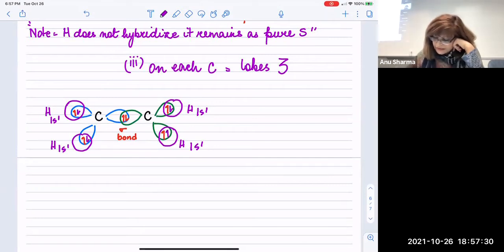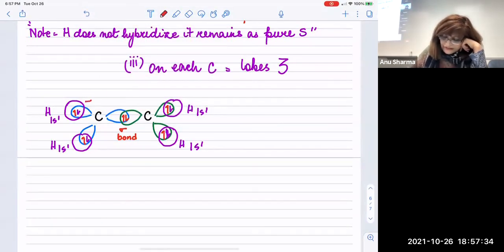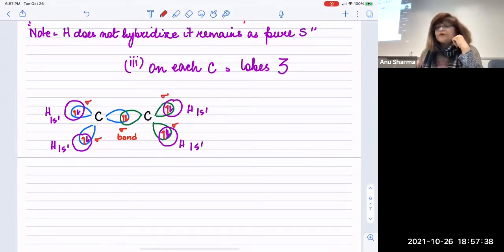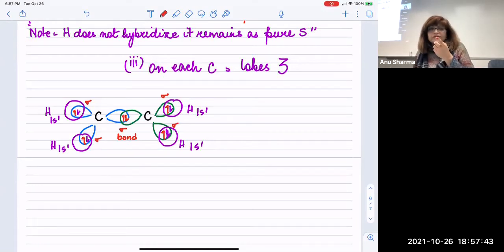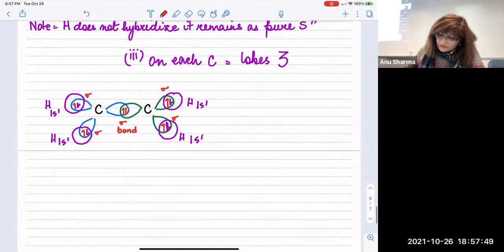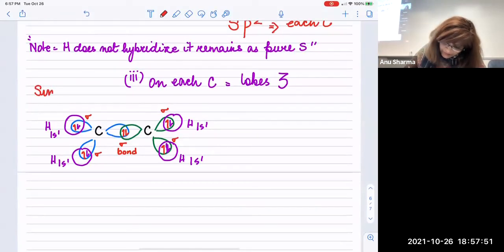So now we see there is one sigma bond here, one sigma bond here, one sigma here, and one sigma here. So all the five single bonds have been accounted for, right? So this is the single bond formation, single bonds formed first.